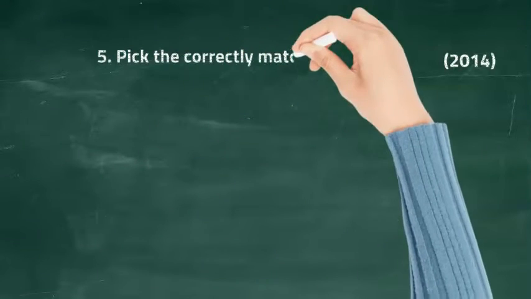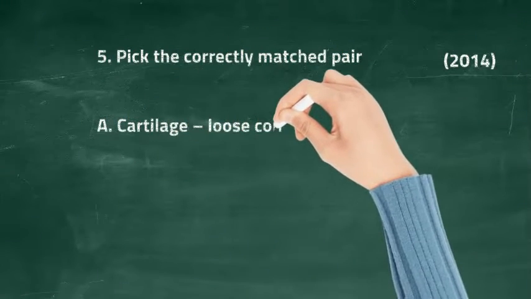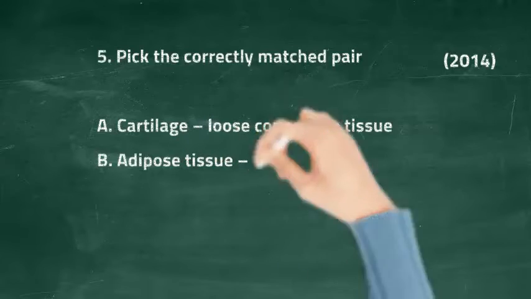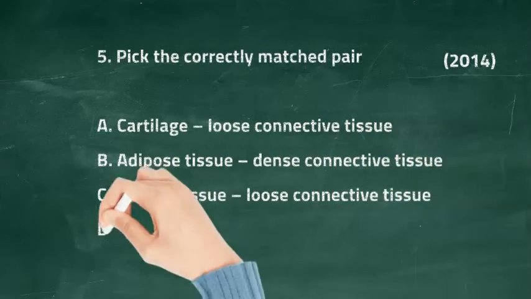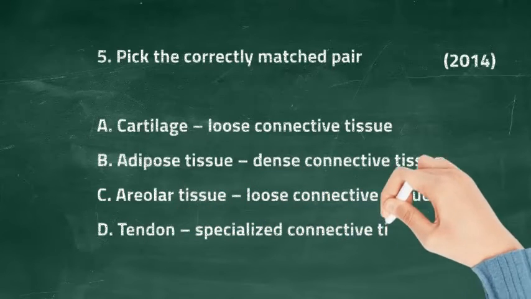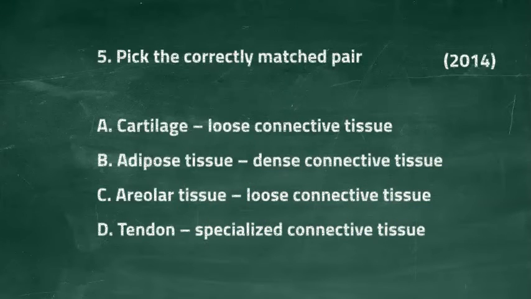Question 5th. Pick the correctly matched pair. Option A is cartilage, loose connective tissue. Option B is adipose tissue, dense connective tissue. Option C is areolar tissue, loose connective tissue. And option D is tendon, specialized connective tissue. The right answer is option C, areolar tissue, which is loose connective tissue.